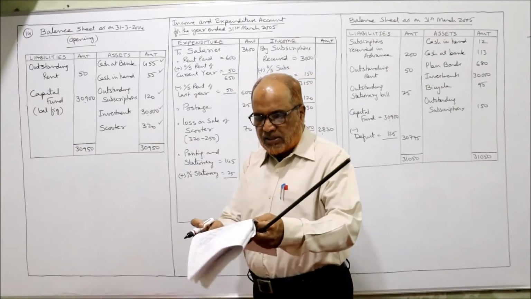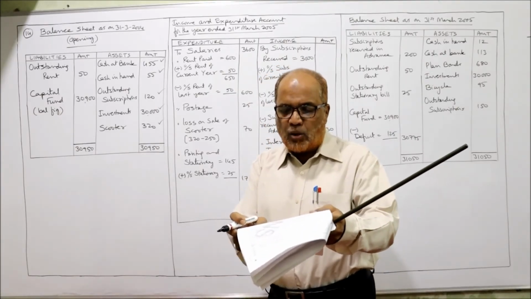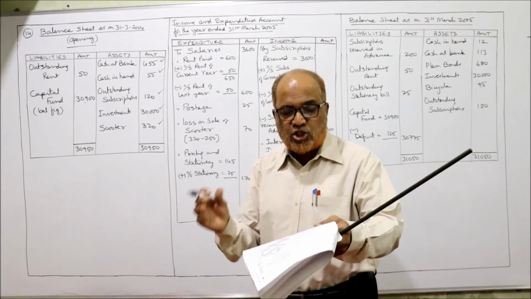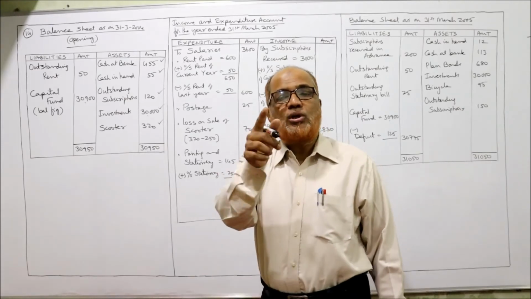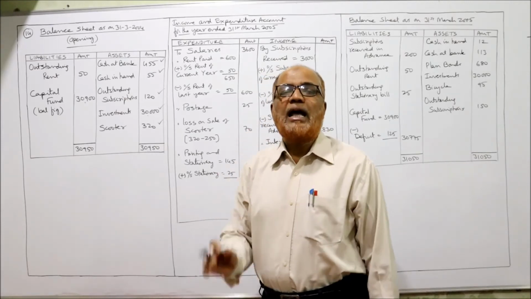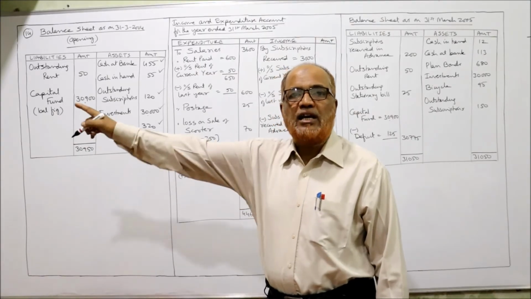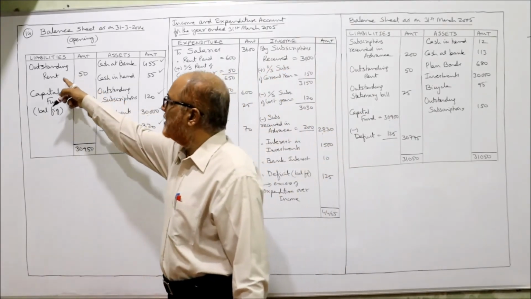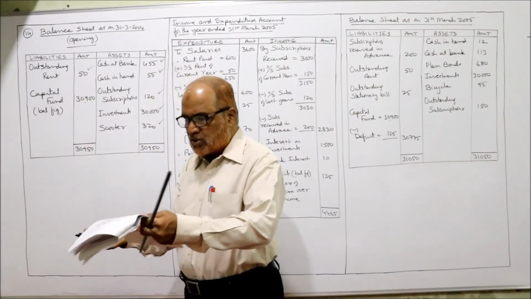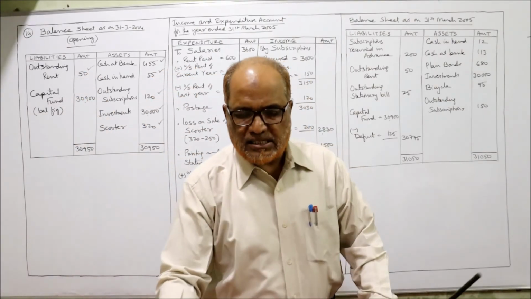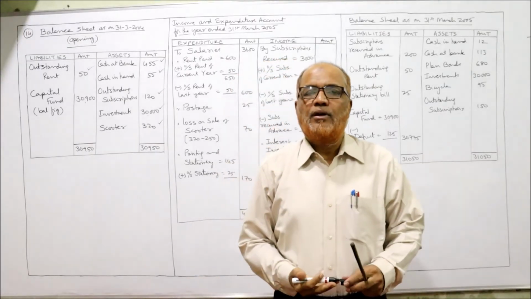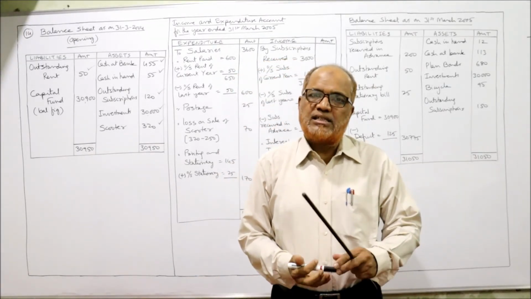Right? Now similarly, rent includes 50 rupees paid for March 2004. March 2004 means last year. So last year 50 rupees rent was outstanding. Rent outstanding is a liability. On the liability side, outstanding rent 50. That's all. All the items of the last year we have taken. Whatever items are given for the last year we have taken.